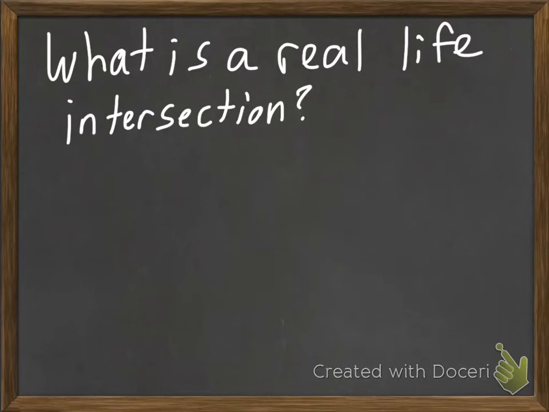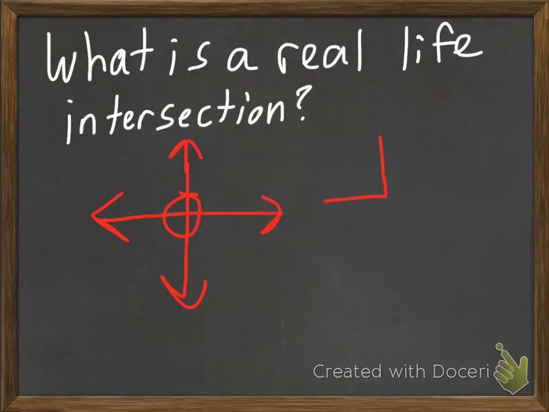Okay, whenever I think of a real-life intersection, I think first off of a four-way stop on the road. Here's your two streets. Right here, you have an intersection. Or you could think about in our school, if there's two hallways, this right here is an intersection of the two hallways.